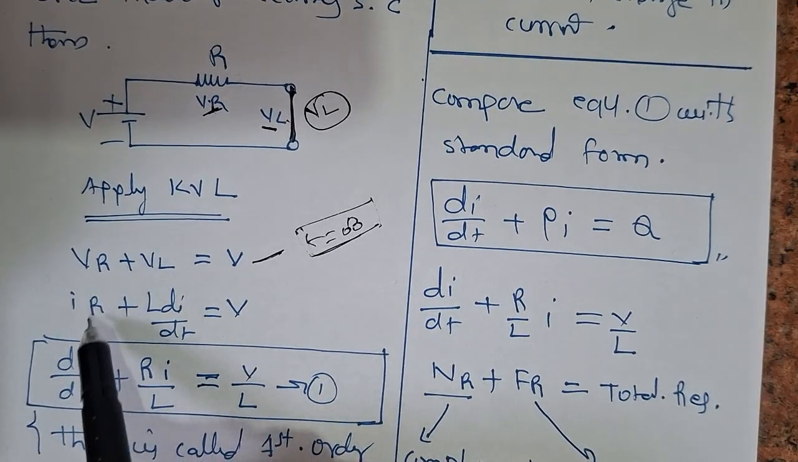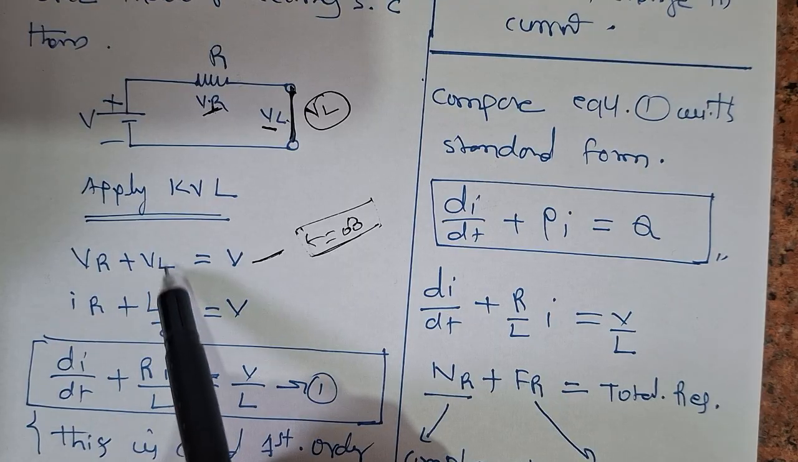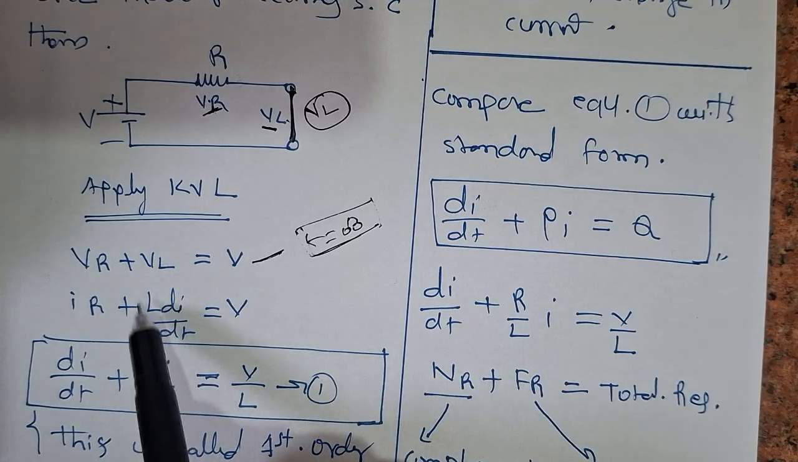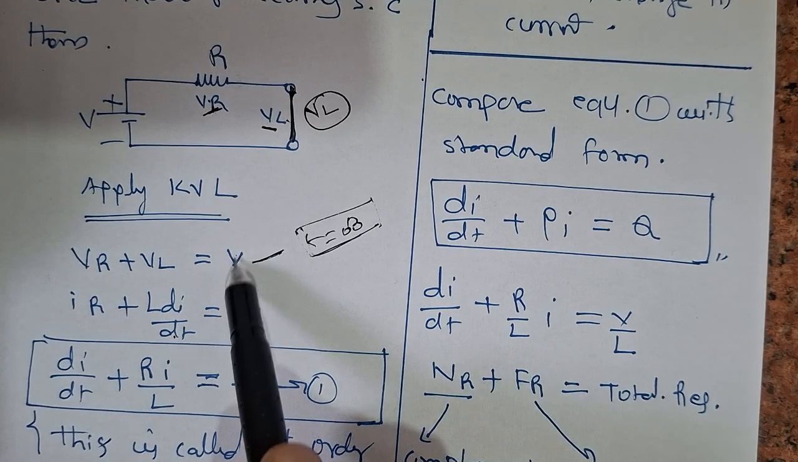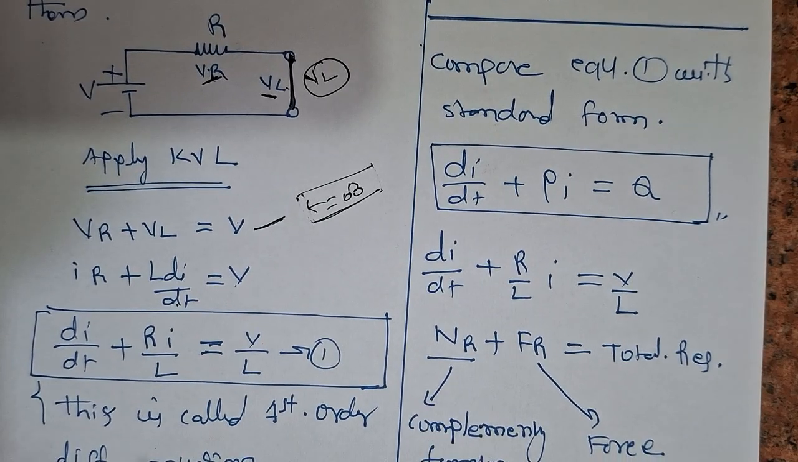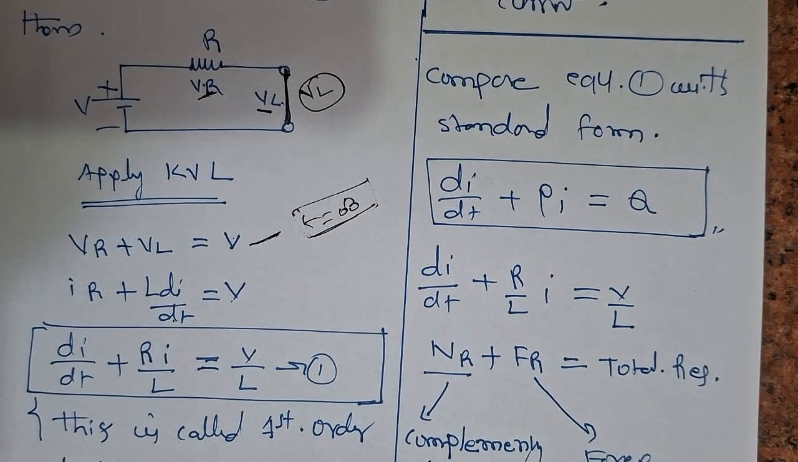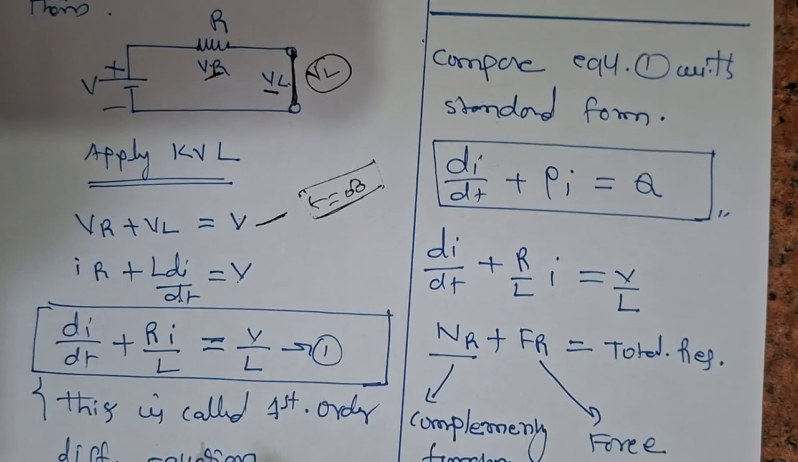So what is VR? We can write I into R. And what is the voltage across the inductor? We already discussed this: the formula for the voltage across the inductor is L into di by dt. So IR plus L di/dt is equal to V. Now compare this with the standard form of a first order differential equation. What is the first order differential equation? dy/dt plus Py is equal to Q, right?